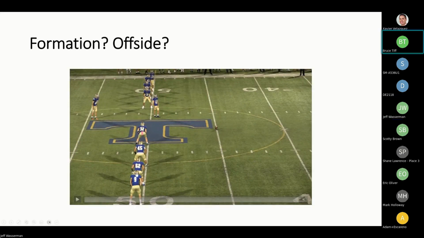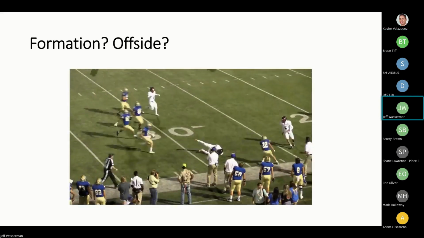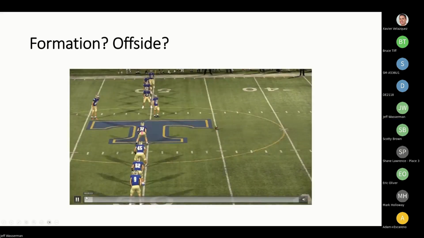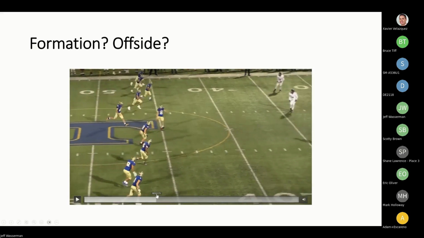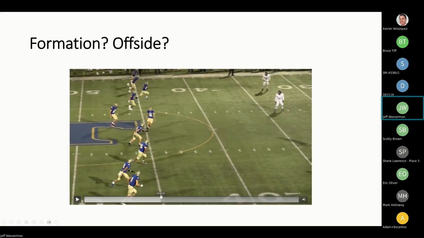All right. Question about formation here. Are they offside? Let's see. All right, so we've got one potential kicker who is certainly more than 5 yards. Everybody else is within 5 yards. We're good here. But who's going to kick the ball? Not our player who is more than 5 yards downfield. So that's an illegal formation.